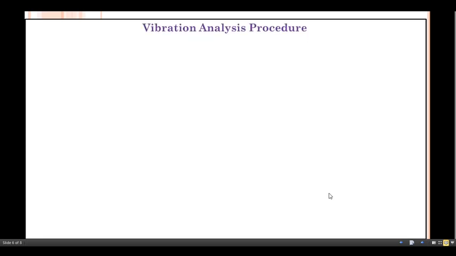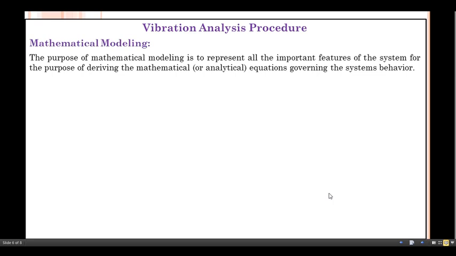Then we'll look at the vibration analysis procedure. The vibratory system is a dynamic system for which variables such as the excitations, that is inputs, and the response, that is the output, are time dependent. The response of the vibrating system generally depends upon the initial conditions as well as the external excitations. What are the different steps involved in the vibration analysis?